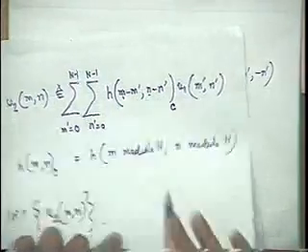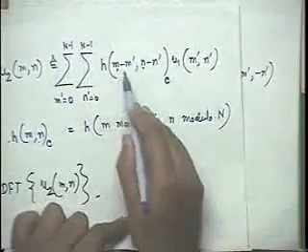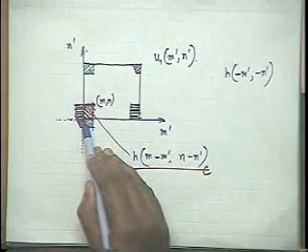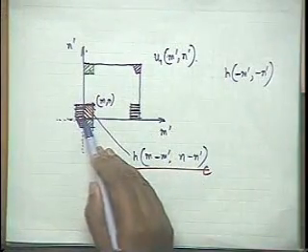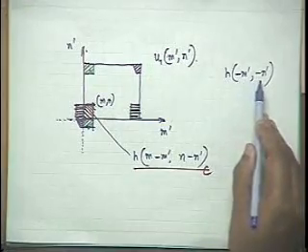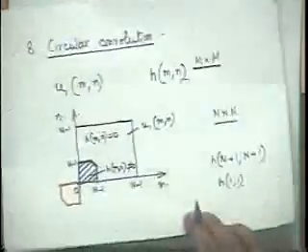Now if you assume that m and n is chosen to be the point 0, 0, then we would have simply got h of minus m prime, minus n prime, and that would have meant the following.